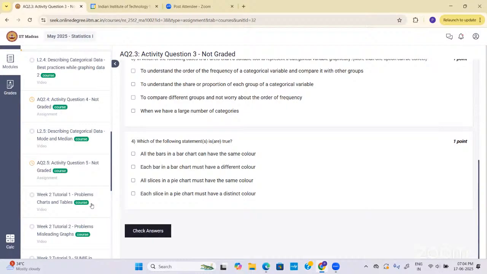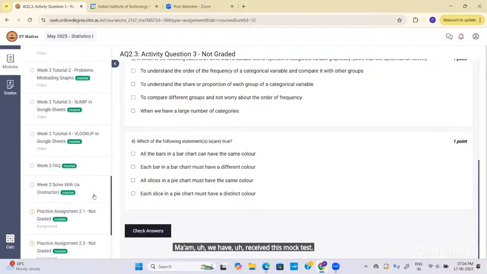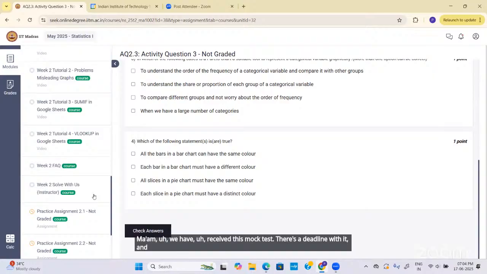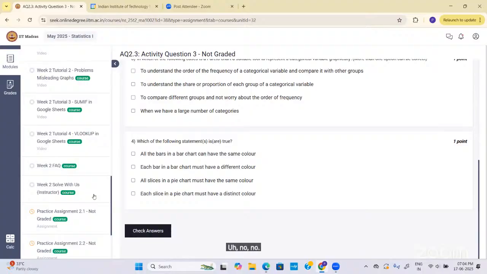Ma'am, we have received this mock test. There's a deadline with it, and are the marks going to be added in the exam or something like that? No, no. It will not be added in your final marks. Okay. And ma'am, will our July question paper be on the same pattern as this mock test? Yes, yes. Okay, ma'am. Thank you, ma'am.